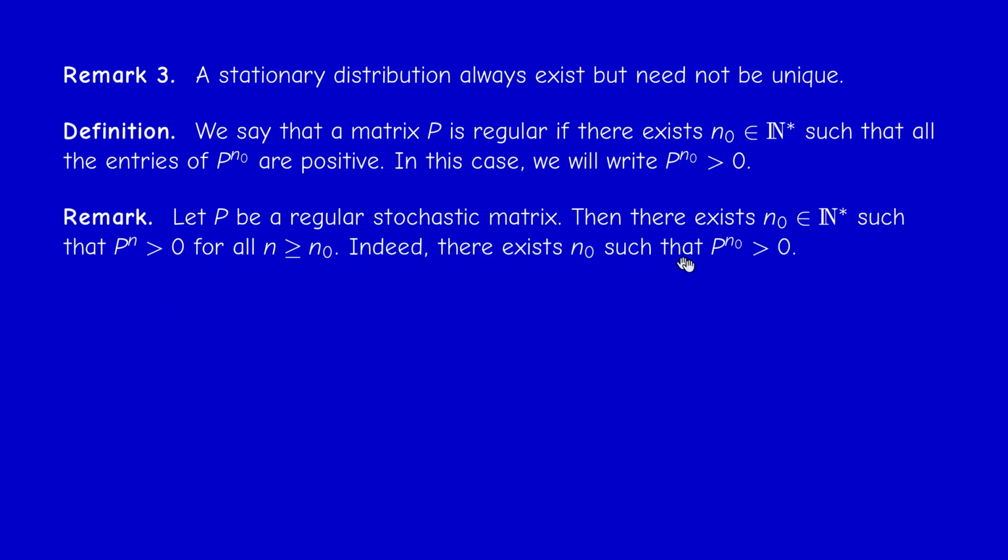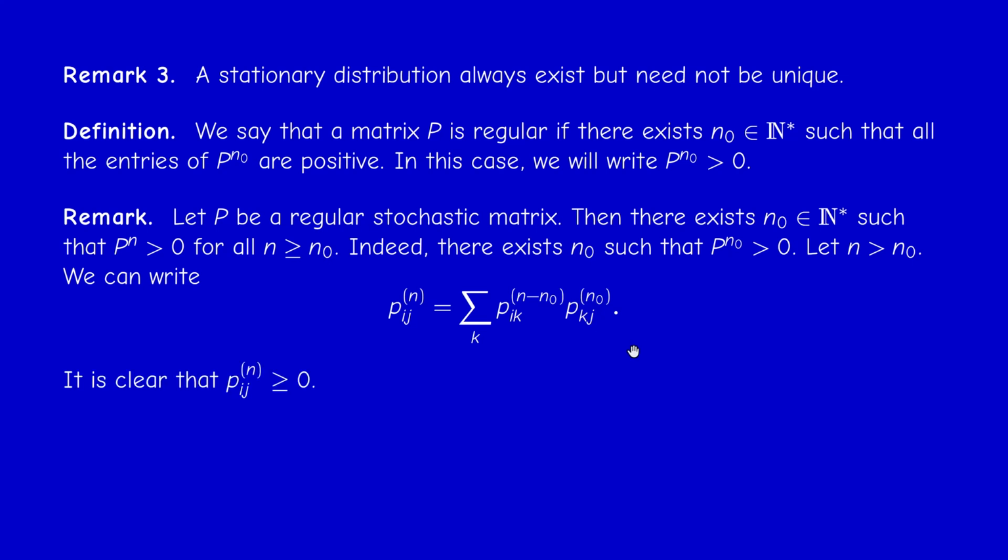By assumption, pick n0 such that P to the power n0 is positive. And now apply the Chapman-Kolmogorov equation. So we can write p_ij^(n). This is just the product of two matrices, so I can write P^n is P^(n-n0) times P^(n0). Now everything is non-negative here because these are probabilities. So first thing is that p_ij^(n) is bigger or equal than 0. But I will prove that they are strictly positive. And for this, I reason by contradiction.